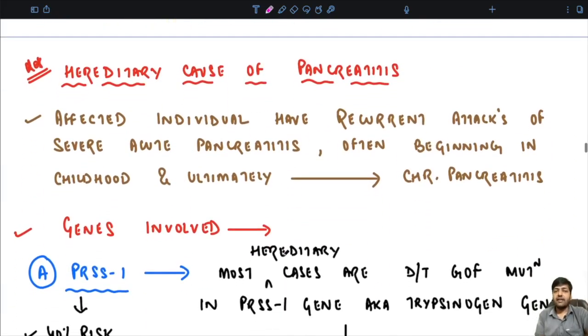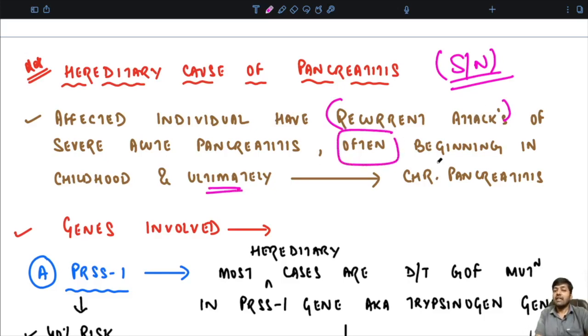Now, what is hereditary pancreatitis? You might get a short note on hereditary pancreatitis. Over here, the affected individuals have recurrent attacks of severe acute pancreatitis, often beginning in childhood, and ultimately these individuals suffer from chronic pancreatitis.